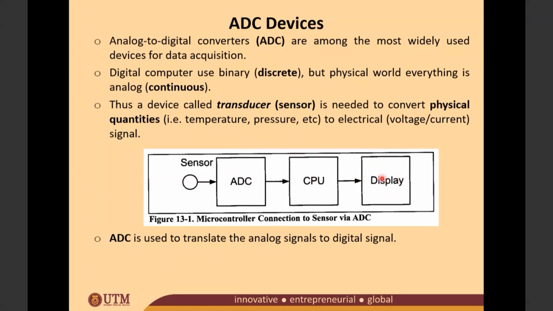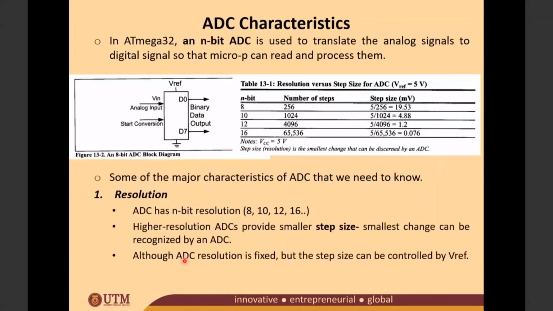This is the output. Before we go into the output, we need another circuit called a digital to analog converter, and after that we can display it to the output. So this is a microcontroller connection to a sensor via ADC. So what does this ADC do? ADC is used to translate the analog signal to a digital signal, or we can say to convert from an analog signal to a digital signal.